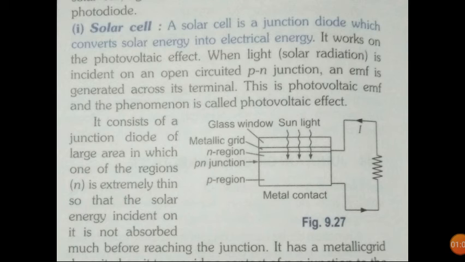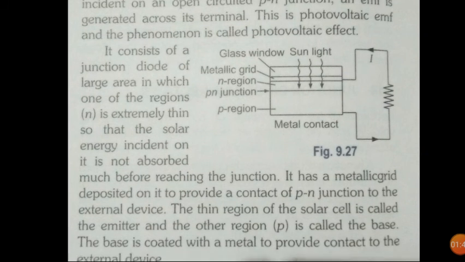In the photoelectric effect, we have seen that when radiations of sufficient energy are incident on a metal, electrons get emitted from that metal. Here, when solar radiation is incident on an open circuited PN junction, an EMF is generated across its terminals. This is the photovoltaic EMF and the phenomenon is called the photovoltaic effect.